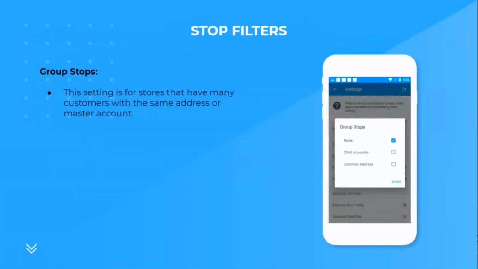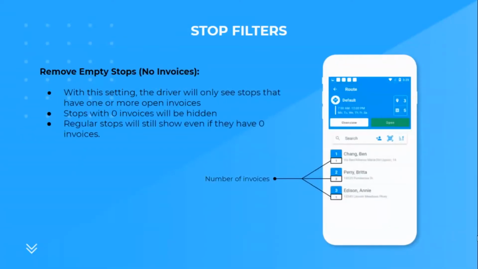Group stops. This setting is for stores that have many customers with the same address or master account. So as you can see here, we can group by child accounts or by common addresses, depending on what you prefer. Second is to remove empty stops. This is for the customers with no invoices. Now, with this setting, the driver will only see stops that have one or more open invoices. Stops with zero invoices will be hidden. However, regular stops will still show even if they have zero invoices.